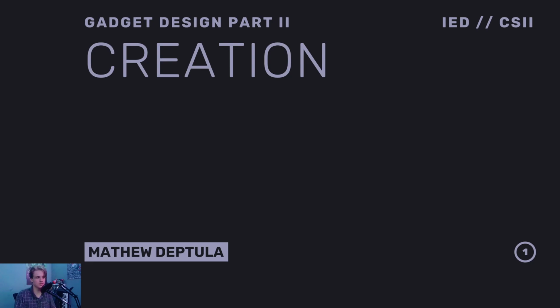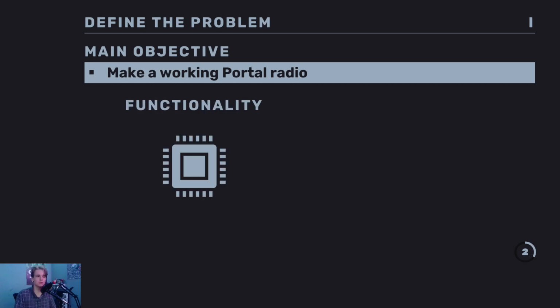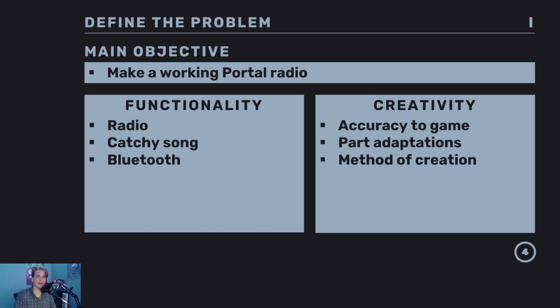So, first off, define the problem. The main objective was for me to make a working portal radio. I split this up into two parts, functionality and creativity. Hint, hint, CS2 and IED. For functionality, I wanted it to work as a radio, have a catchy Portal song that played, and have Bluetooth functionality as well. For creativity, I wanted it to be accurate to the game, be able to adapt the parts I had into the design, and have a unique method of creation.